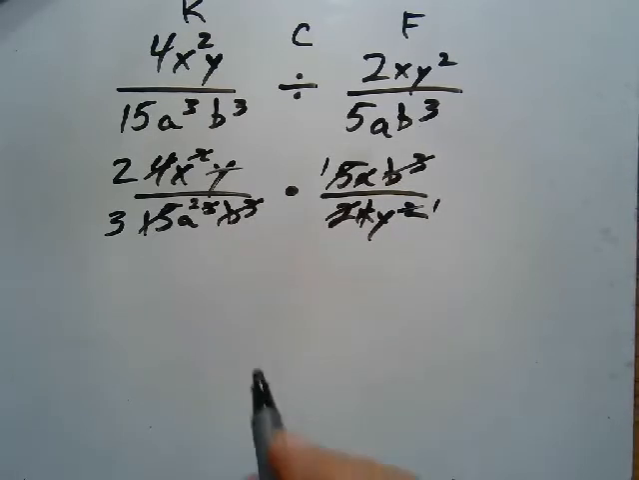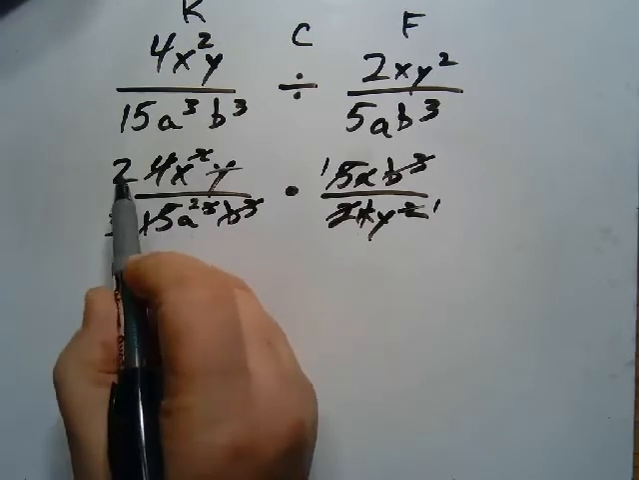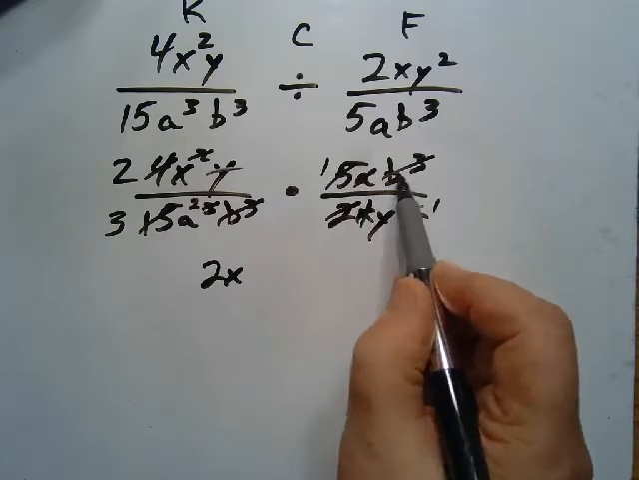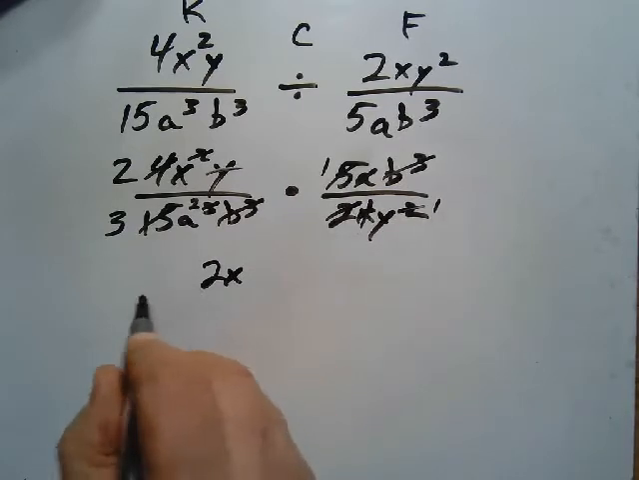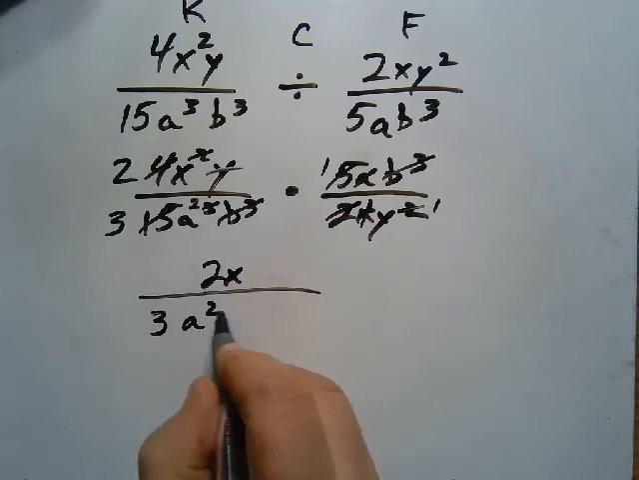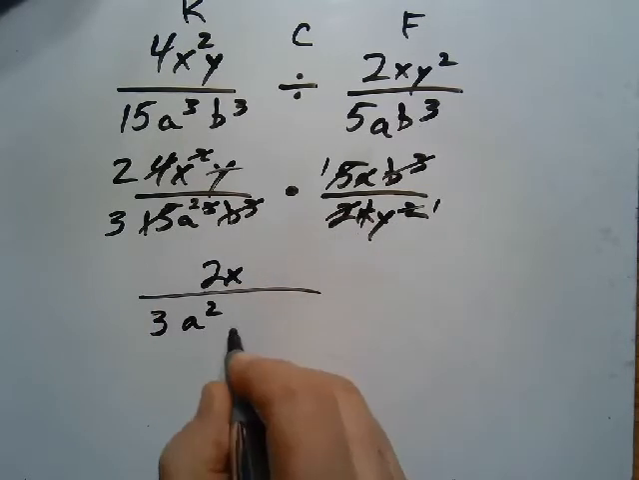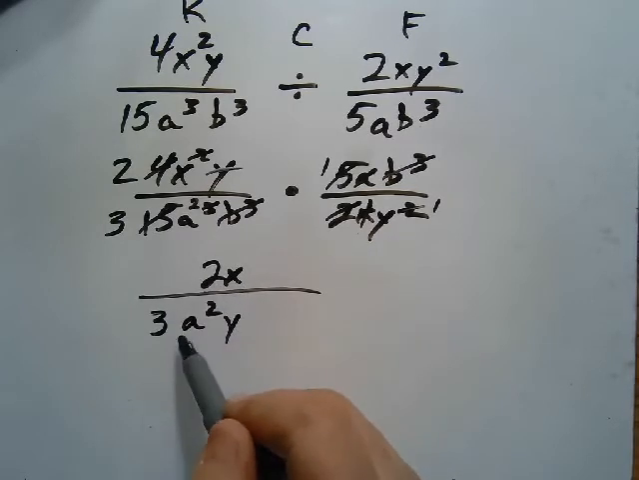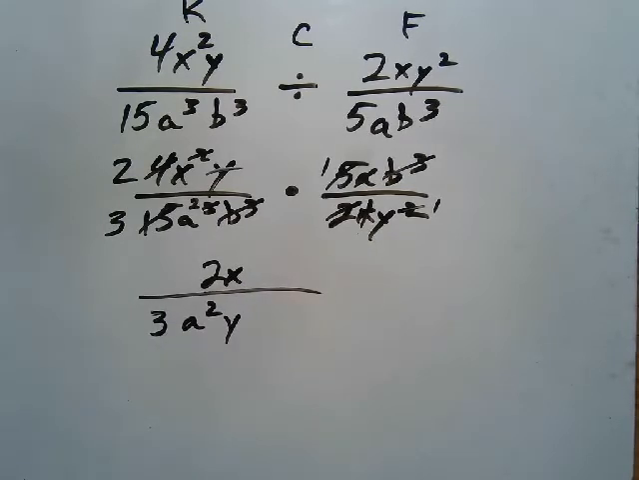So there you go. Trying to do all this canceling without flipping it over would be really confusing. So what have I got left? I got 2 times x. And I've got nothing else over here but 1s. On this side I have 3 and a squared left. And I've got y to the first over here. So our answer would be 2x over 3a squared y. Once again, you can reduce these, but you have to flip that right fraction if you're dividing.